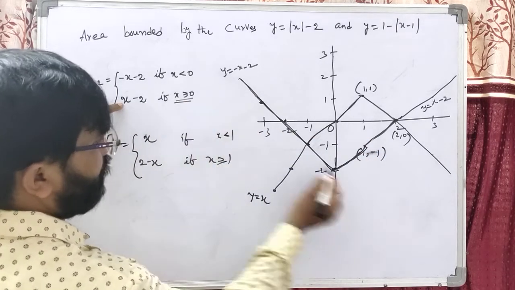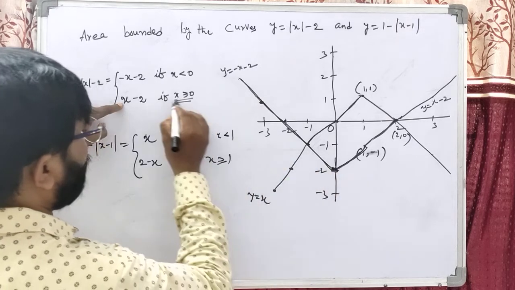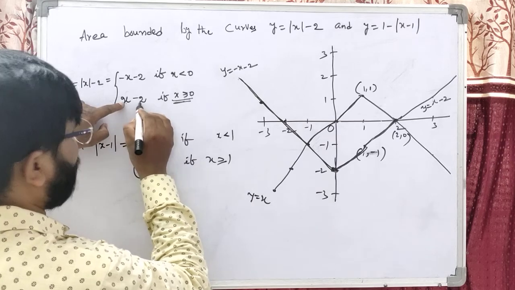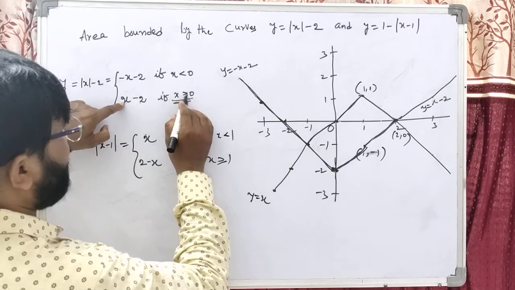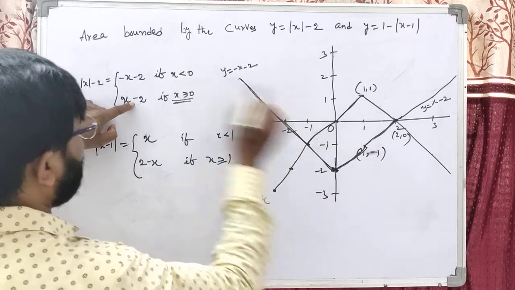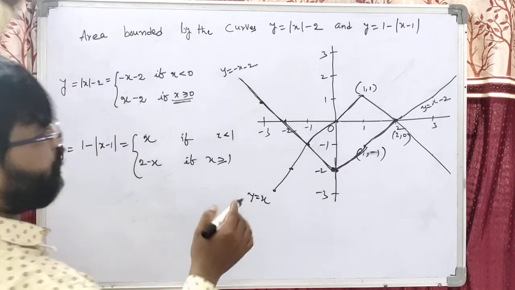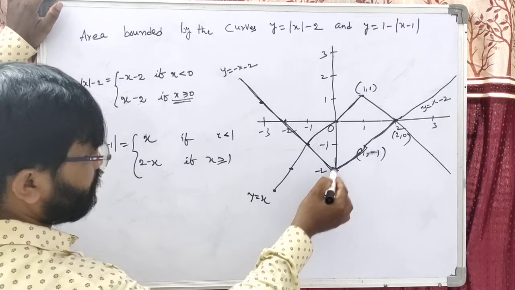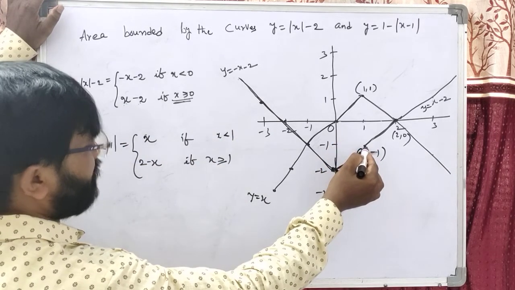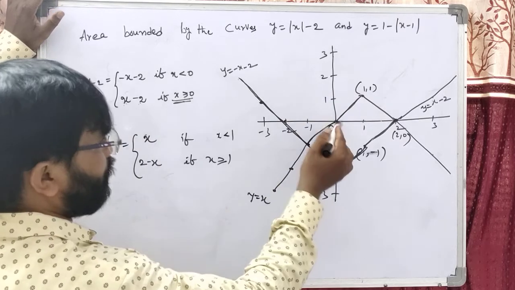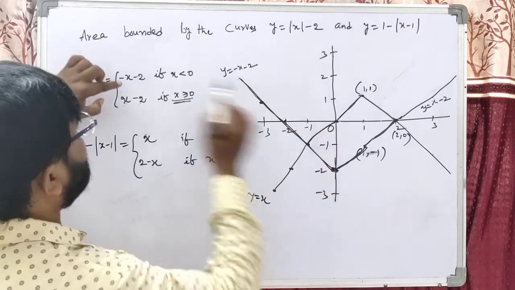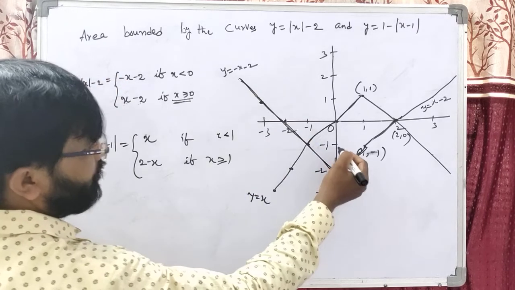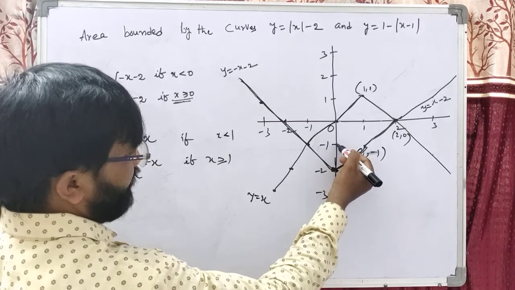When x is 0, y is -2. When x is 1, y is -1. When x is 2, y is 0. So below -1, when you take below -1, substitute in this -1. So this is the graph. Just you can make a mistake here.